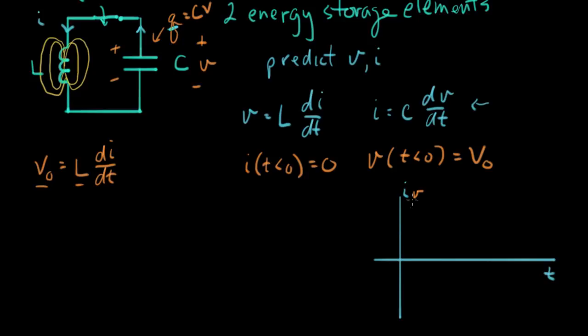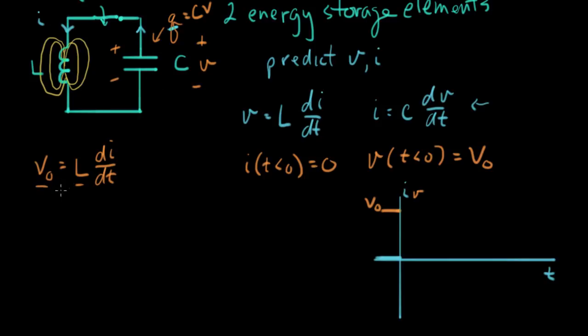So let's go back and check. What was our voltage when we started? Our voltage was V0 when the switch closed. So I'll mark that out. And what was the current when we started? The current was 0. So here's a 0 current down here. And now we're going to sketch in what we think happens right after the switch closes.